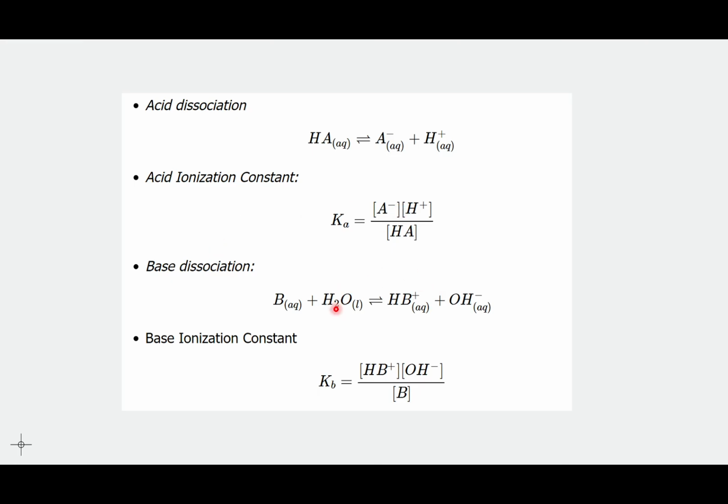It's going to be the same thing for the base. But with the base now, we know that we produce hydroxide ions. So it's going to be the concentration of our conjugate acid and the concentration of the hydroxide ion divided by the concentration of the base itself. So it's going to be slightly different. This is how it generally would look. So it's just products over reactants, the concentration of the products over the concentration of the reactants.